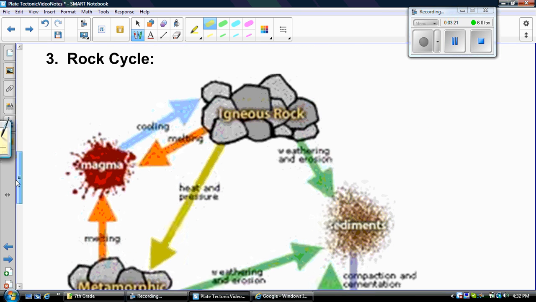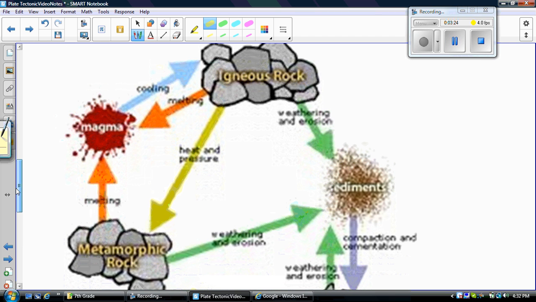Okay, so now let's take a look at the rock cycle. In the rock cycle, all rocks start out as igneous rocks. Igneous rocks form when magma cools and hardens. Then an igneous rock can be turned into a metamorphic rock or a sedimentary rock. To get turned into a sedimentary rock, you first have to break that igneous rock down into sediments. You do that by weathering and erosion.